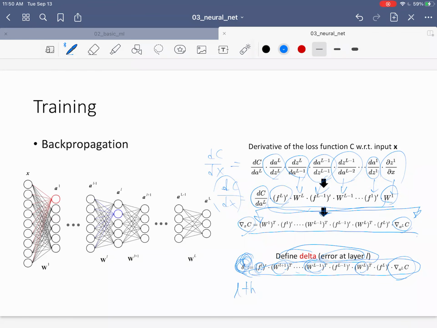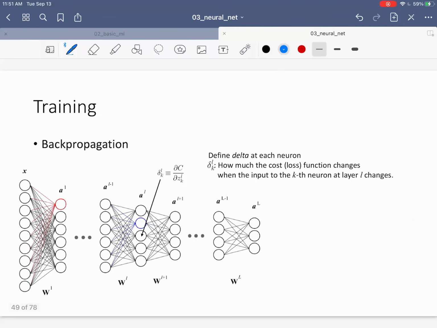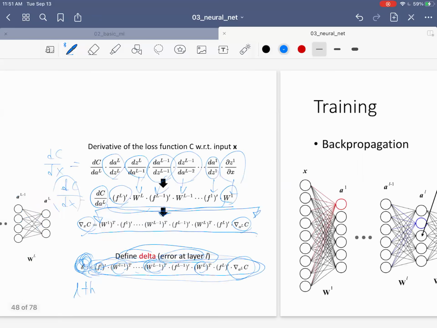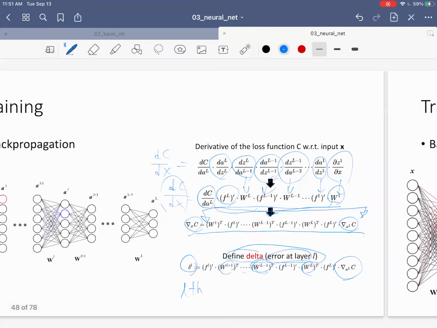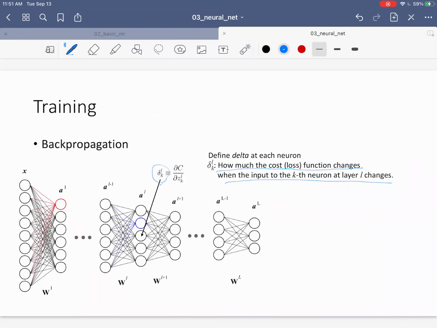So the error starting from the Lth layer, all the way accumulating up to the final cost function. That is what delta L is. Or actually, you can reinterpret it as how much the cost or the loss function changes when the input to the kth neuron at layer L changes. So before it was delta L, a representative of the entire layer, but here it's delta L K, so we're actually just looking at one specific neuron at the Lth layer.